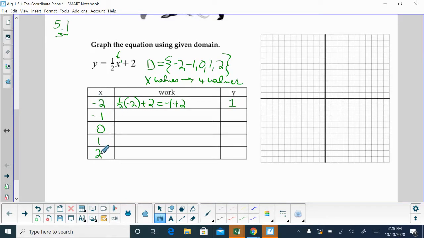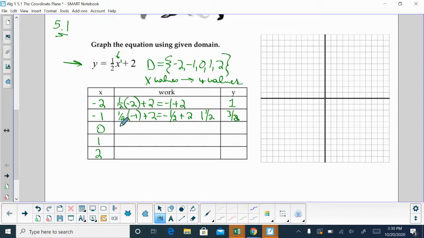Now we do that for all of our x values, finding the corresponding y value given this linear equation. So once again, 1/2, substitute -1 in for x, plus 2. Got a fraction. No problem. -1/2 plus 2, resulting value 1 and 1/2, also written as 3/2. That's supposed to be a 2.